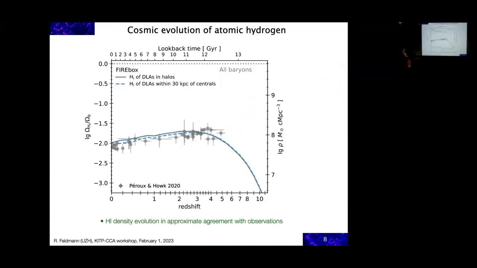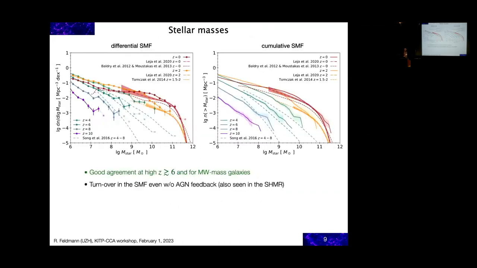Okay, so this is the cosmic evolution of atomic hydrogen, and it also looks fairly good compared with observations. And then we have this, which doesn't look very good. I mean, it looks okay, but it's nowhere near as good as we would like. This is the stellar mass function shown either as a differential stellar mass function, or the cumulative stellar mass function. And we have, I think, good agreement at very high redshift, let's say 6 and higher. Then at this intermediate redshift, things get a bit strange. We're a little bit too high. Our stellar masses are too high.